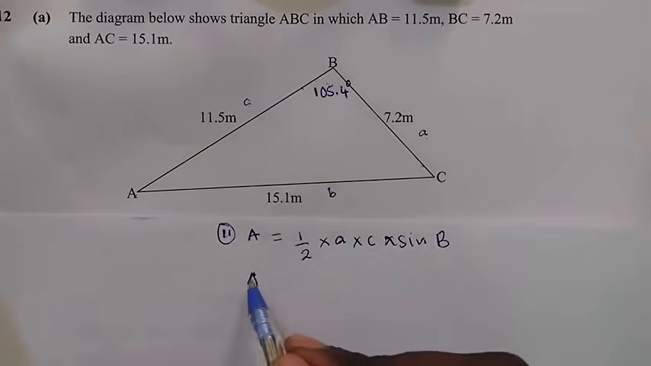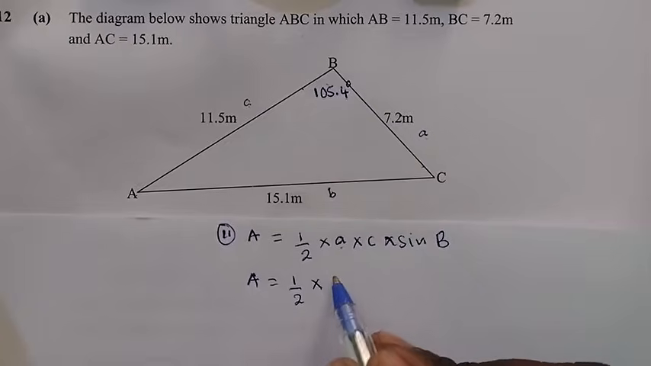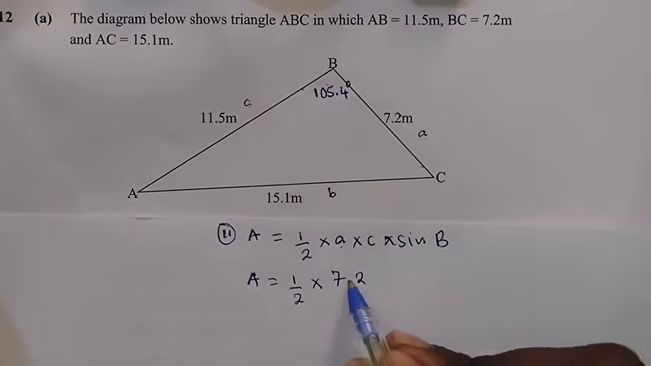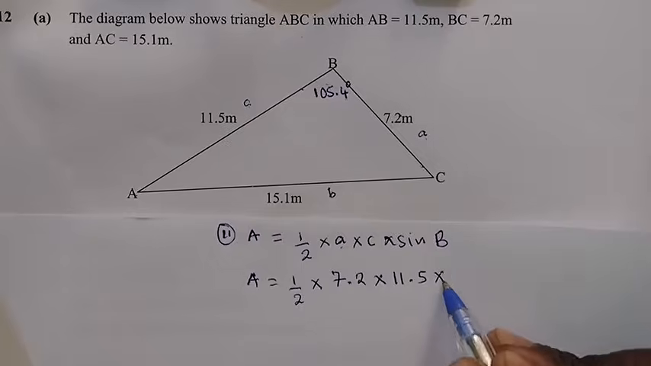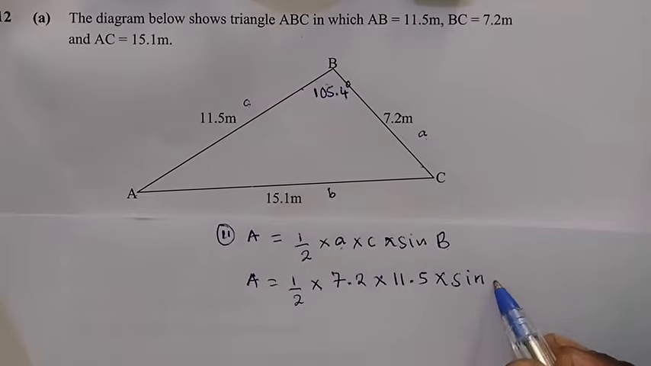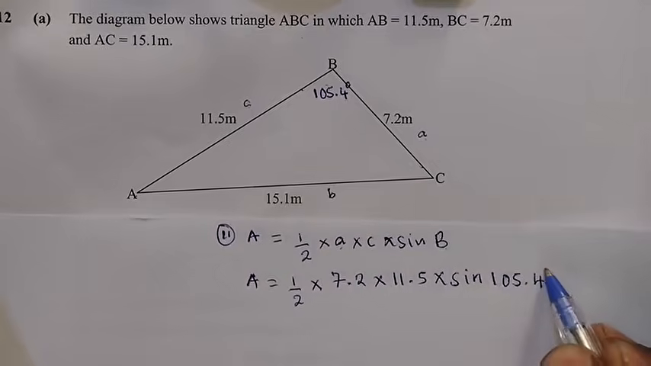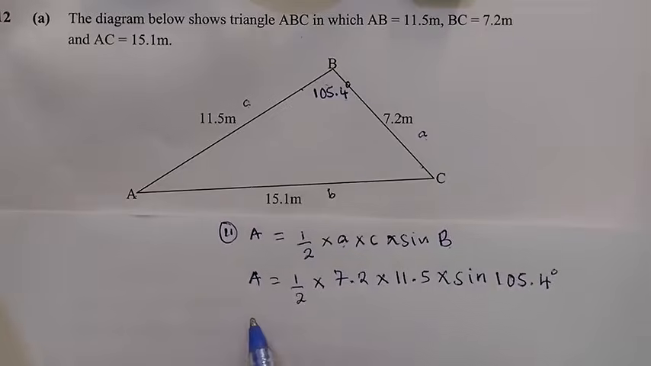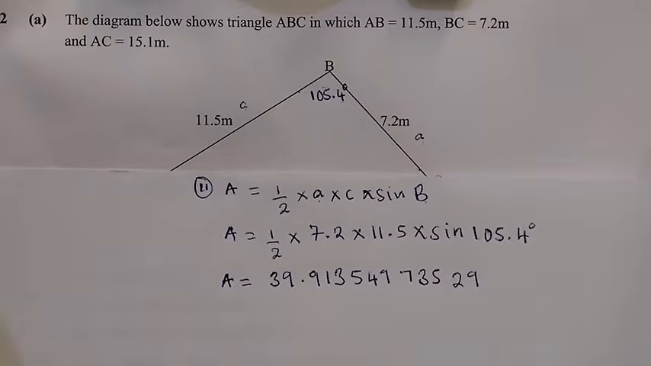So from here we are going to say area is equal to 1/2 times our A, which is 7.2, our C, which is 11.5, times sine our B there, it's 105.4 degrees. So from here we are going to say area is equal to, so we can punch all these on the calculator and see what you are going to get. Alright, so this is what you are going to get after punching all these things on the calculator.